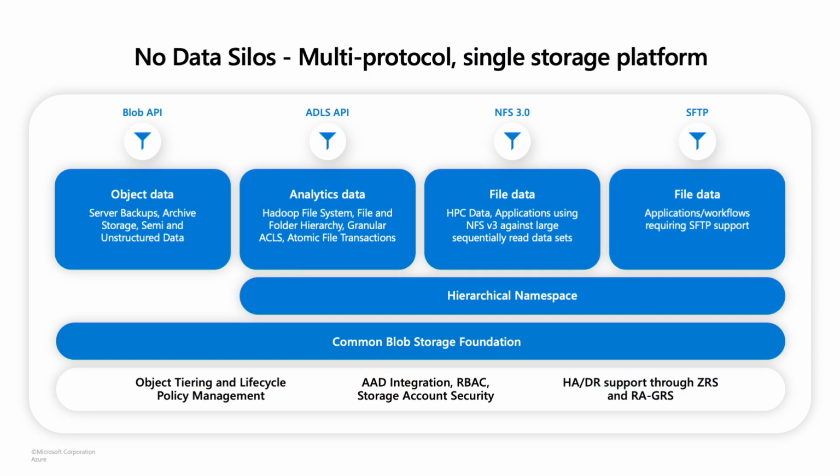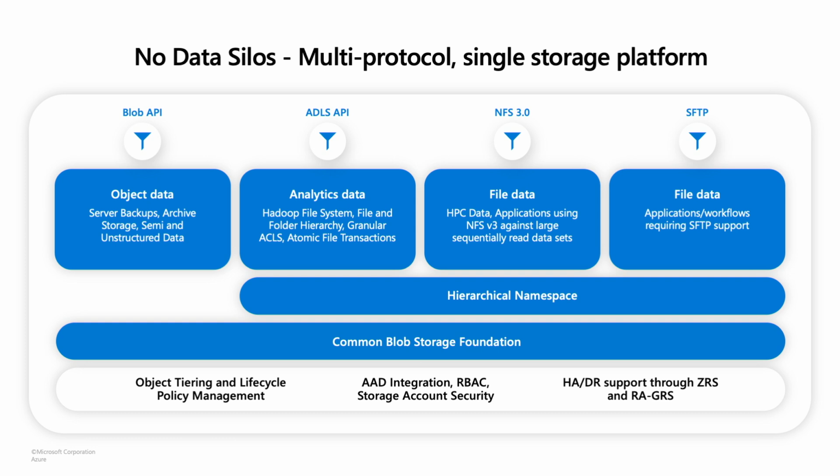We have the Blob API that helps you with server backup, archive kind of data, and semi-structured and structured data coming into the platform. We have the ADLS API that helps you with analytics kind of use cases. There are very specific optimizations that are built into the platform like hierarchical namespace, HDFS compatible APIs which allow for true file folder kind of operations, and they are extremely fast and atomic. We also have the NFS v3 protocol that supports you with your HPC kind of use cases, which are the large sequential read-heavy workloads.